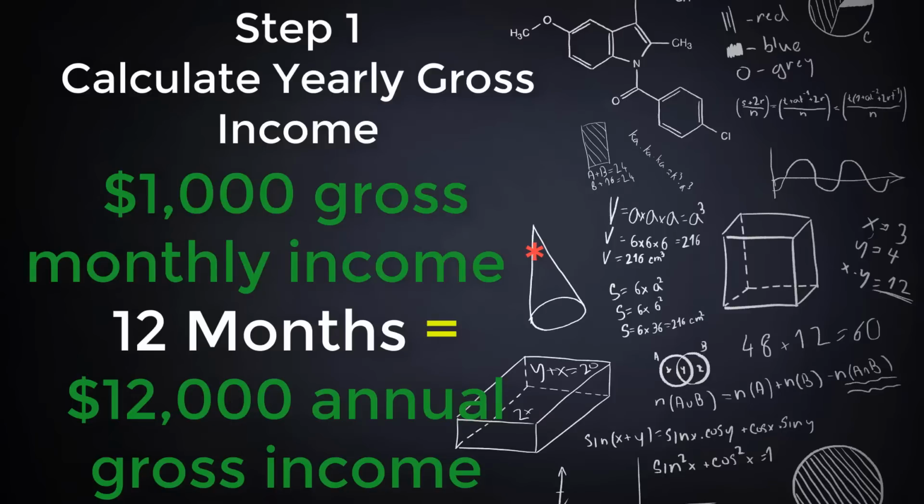So let's say that you have a property and that property earns $1,000 a month in gross income. If we multiply $1,000 a month by 12 months in a year, that means your property is earning $12,000 a year in gross income. So for the second step, what we want to take a look at is subtracting the operating expenses associated with the property from the gross income itself.